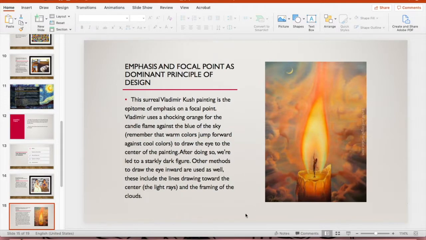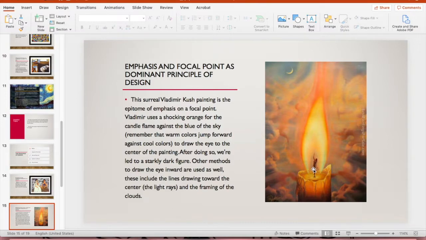Oh, and you guys will remember this one. We talked about it quite a bit in class. This surreal Vladimir Kush painting is the epitome of emphasis on a focal point. Vladimir used this shocking orange for the candle flame against the blue of the sky, and remember, warm colors jump forward against cool colors, to draw the eye to the center of the painting. After doing so, we're led to a starkly dark figure. Other methods to draw the eye inward are used as well. These include the lines drawing toward the center, the light rays, and the framing of the clouds.